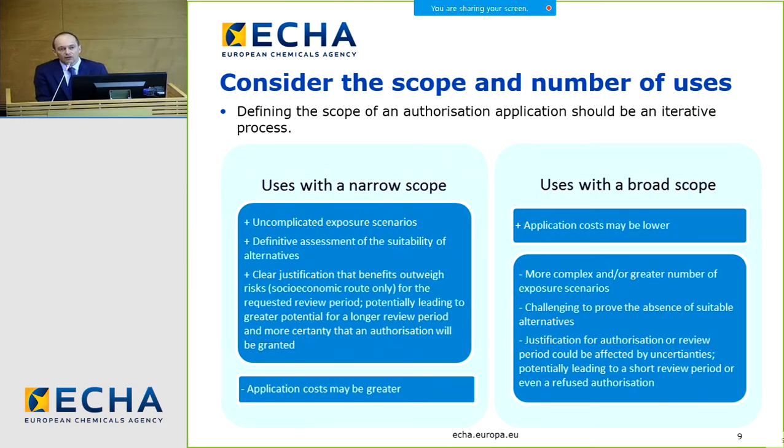On the right-hand side of the slide, you have the pros and cons of a broad scope. The pro is that the application cost may be lower because you will put everything in the same basket. However, we have observed that these types of uses are much more complex and contain much more uncertainties on the exposure side, on the analysis of alternatives side, and also on the socio-economic side. The justification for authorization or review period could be affected by these uncertainties, potentially leading to a shorter review period than requested, or even a refused authorization. So you have to be very careful when you define the scope of your use.